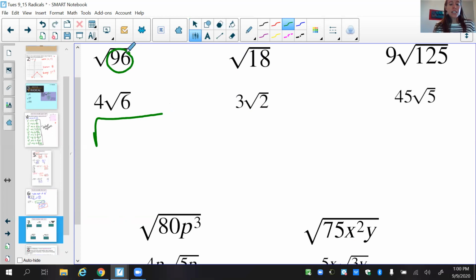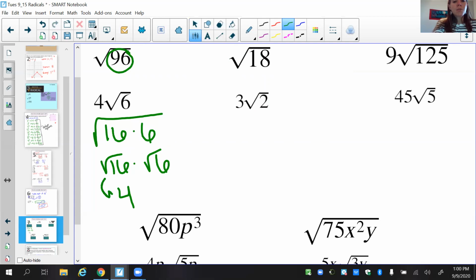Okay, so you take your 96 and you say 96 divided by 9. That doesn't work. 96 divided by 36. That doesn't work. 96 divided by 16. Sure. So I'm going to do 16 times 6. So really I'm saying the square root of 16 times the square root of 6. The square root of 16 is 4. So that becomes 4. And I'm left with the square root of 6. So there's my answer.